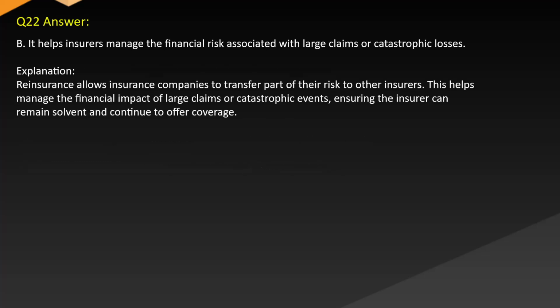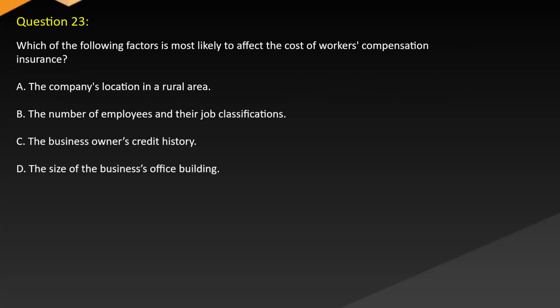Answer B. It helps insurers manage the financial risk associated with large claims or catastrophic losses. Explanation: reinsurance allows insurance companies to transfer part of their risk to other insurers. This helps manage the financial impact of large claims or catastrophic events, ensuring the insurer can remain solvent and continue to offer coverage. Question 23. Which of the following factors is most likely to affect the cost of workers' compensation insurance?